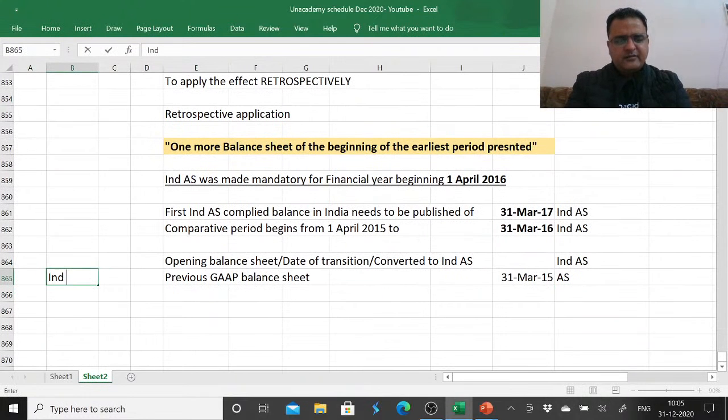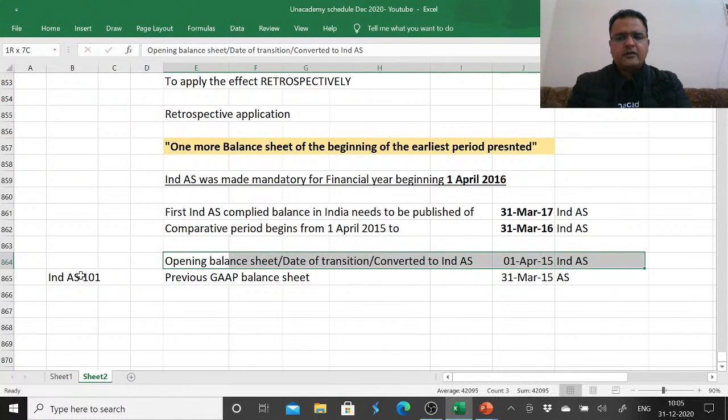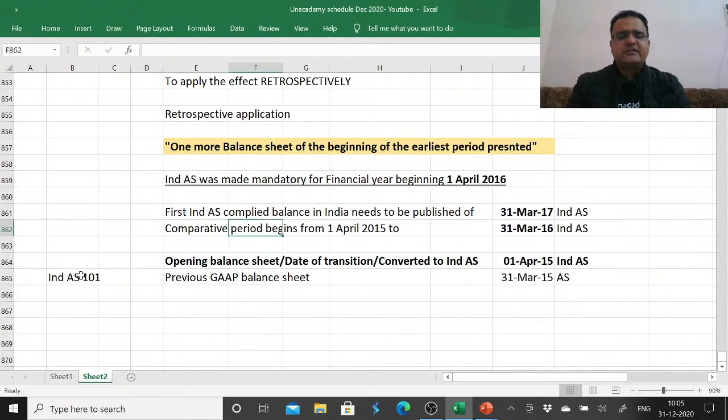Ind AS 101, first time adoption of Ind AS, is applied to this balance sheet, and we got the 1st April 2015 balance sheet which was based on Ind AS. Now we have the balances of Ind AS which became the opening balances with adjusted retained earnings which could be carried forward, and our 31st March 16 was automatically based on Ind AS, and we were successful in publishing the first Ind AS compliant balance sheet in India.